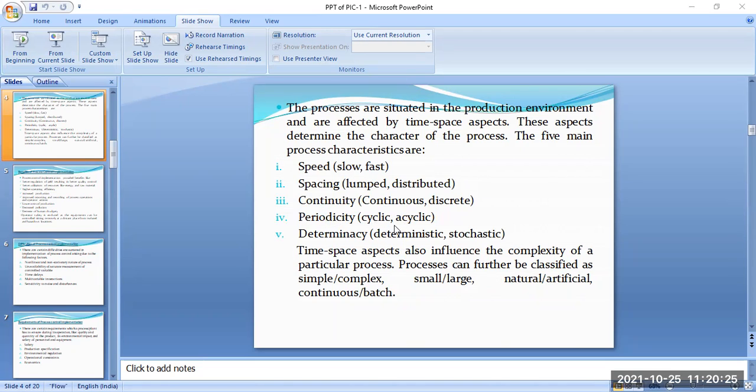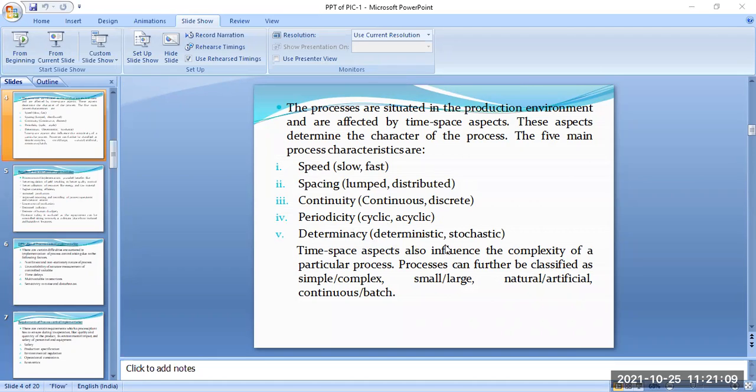Another one is periodicity, that is cyclic and acyclic. All of you know, these are two processes. Cyclic means you examine it clockwise or anti-clockwise, that is one cycle, in the forward direction. That is called a cyclic process or cyclic periodicity. Another one is backward, that is the reverse of the forward direction. This is called acyclic periodicity. And another characteristic is determinacy. This determinacy is also classified into two categories, deterministic and stochastic.